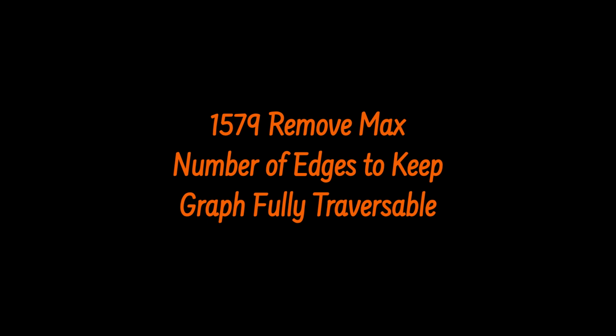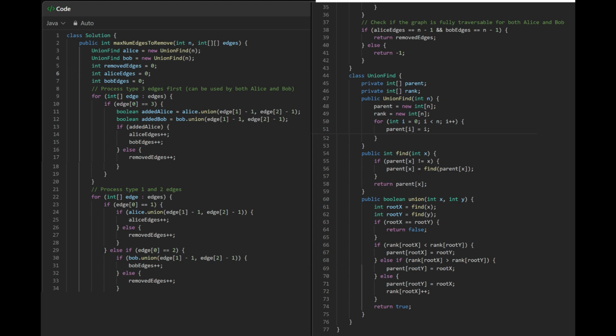1579 Remove max number of edges to keep graph fully traversable. This Java code determines the maximum number of edges that can be removed from a graph while ensuring that both Alice and Bob can still traverse the entire graph. The graph is represented by n nodes and an array of edges, where each edge can be of three types: usable by both Alice and Bob (type 3), only by Alice (type 1), or only by Bob (type 2).